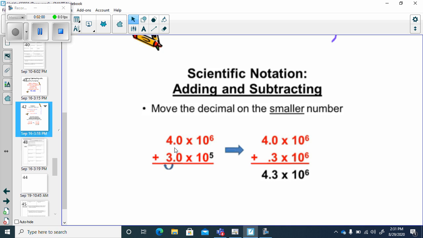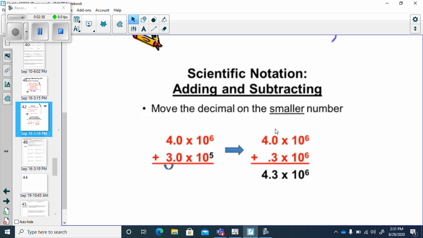In this case, you've got 4.0 times 10 to the 6th plus 3.0 times 10 to the 5th. Well, you're tempted to just add these and say, oh, that's 7, but 10 to the what? In fact, if the exponents are different, you're going to have to change one of those exponents. You convert that scientific notation to a format that will work so the exponents match. You have to have the same exponents for this to work. So you're adding apples and apples, essentially.